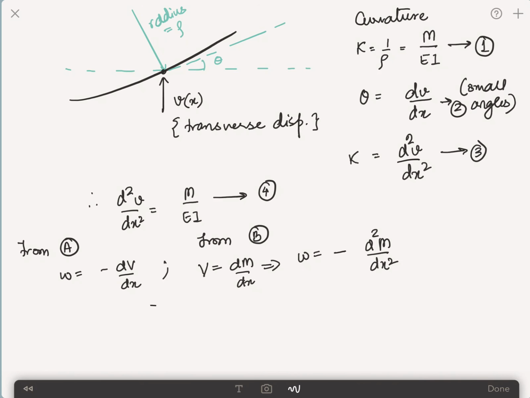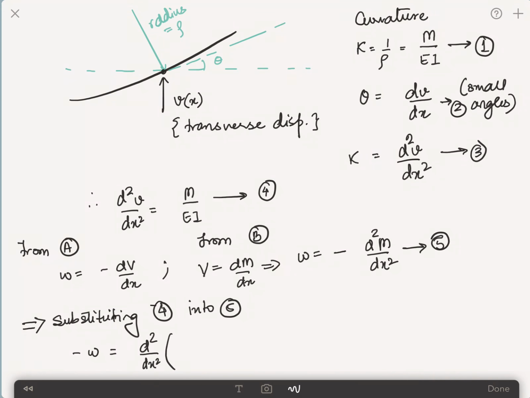So we can write, in this case, substituting equation 4 into this, call this equation 5, we can write minus w is equal to d squared/dx squared of EI d squared v/dx squared.